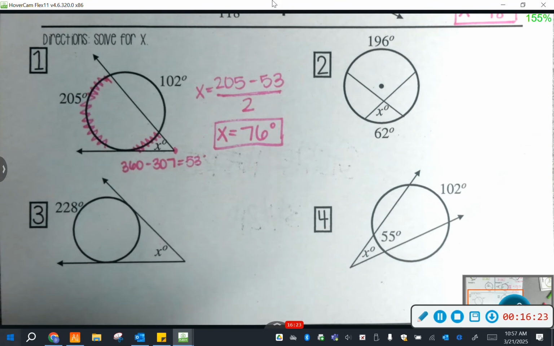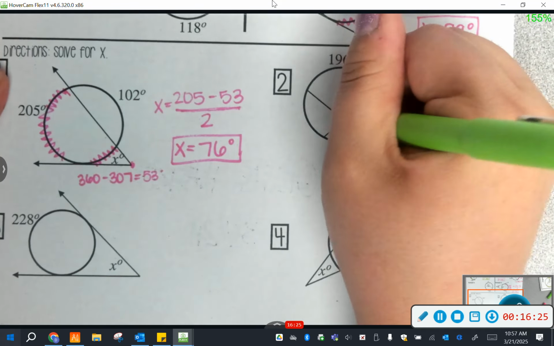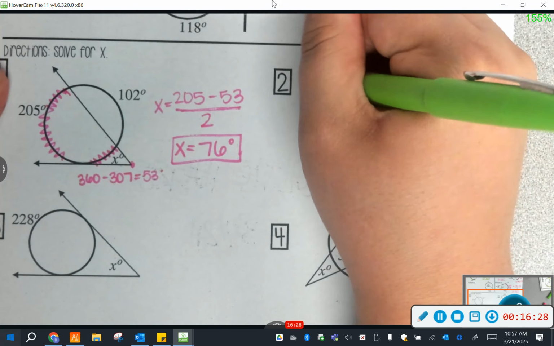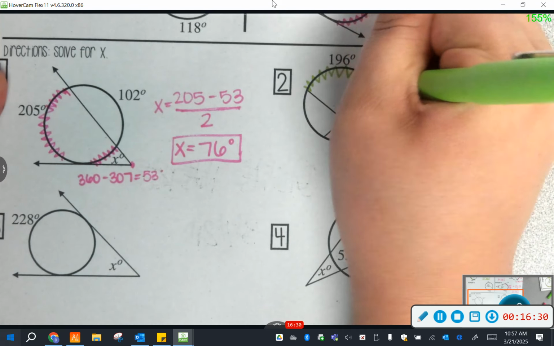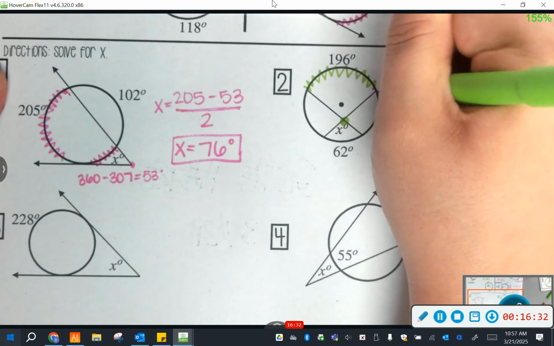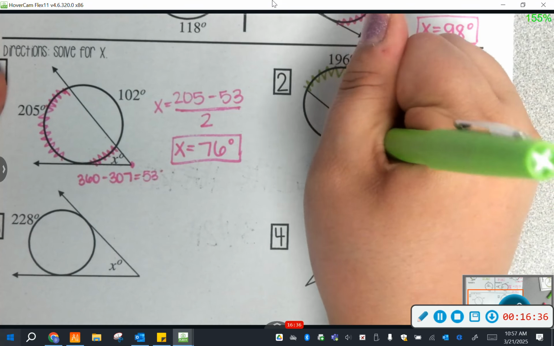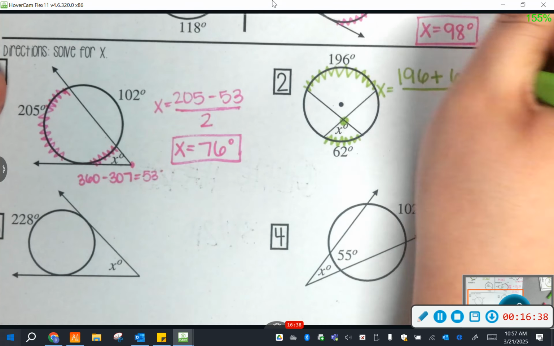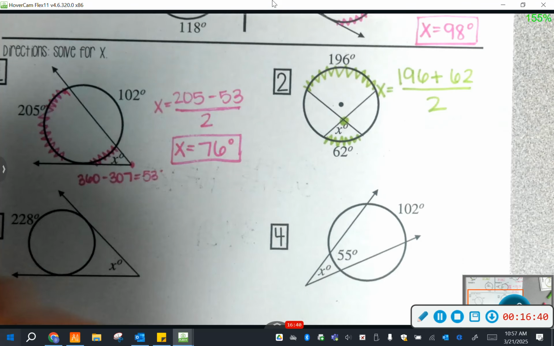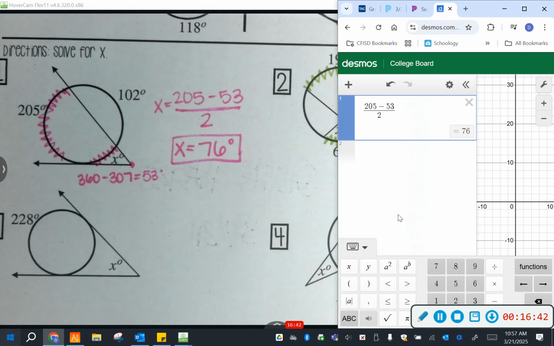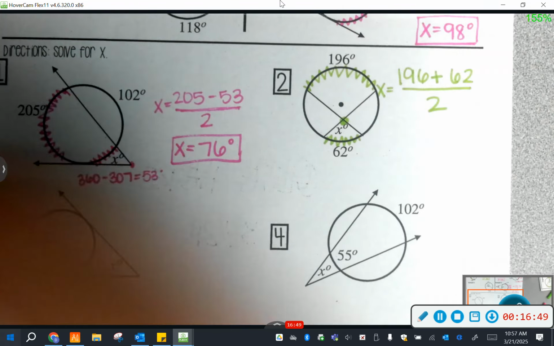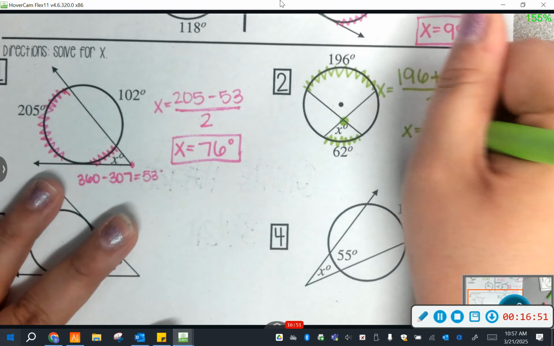For number 2, inside or outside? Inside. So what's my big arc? What is my small arc? And what do we do here on inside? Add them. So what is 196 plus 62 divided by 2? It is 129 degrees.